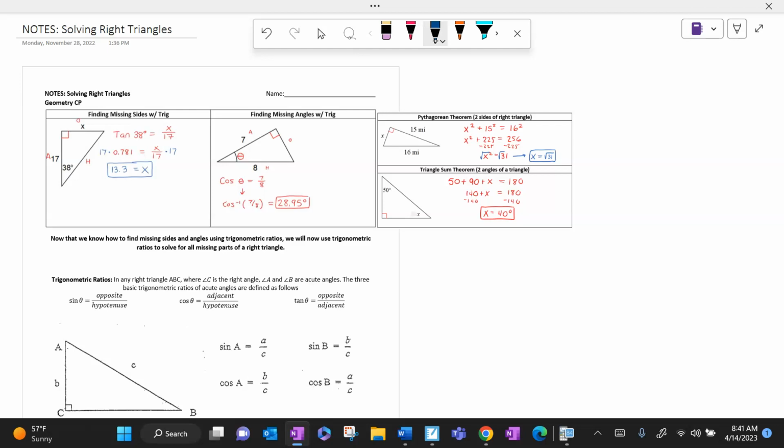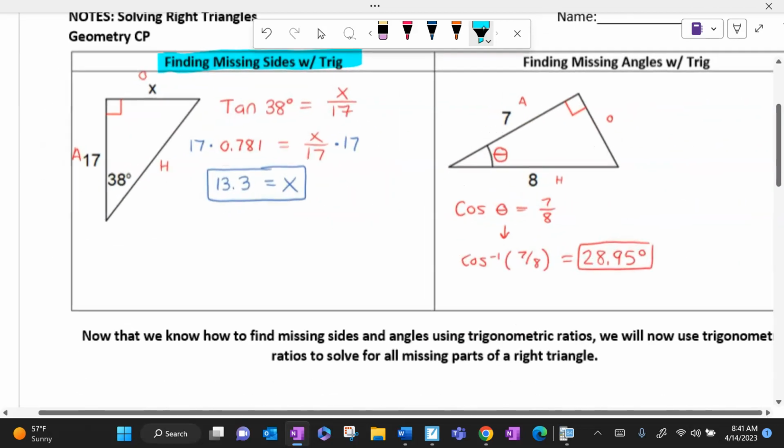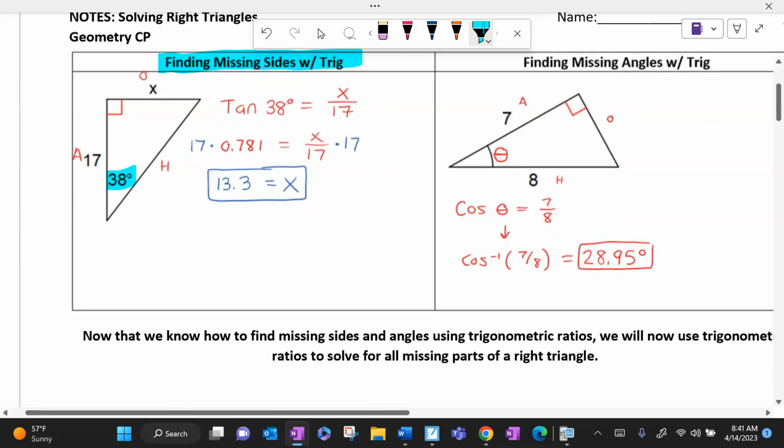Before we jump into that, I just want to make sure we go over some basics. First and foremost, right up top, you can see all the different options, all the different paths we can take in order to solve for missing sides and angles in a right triangle. So we have finding missing sides using trigonometry. For instance, in this first example, we're given the angle of 38 degrees. It looks like we're looking for side x.